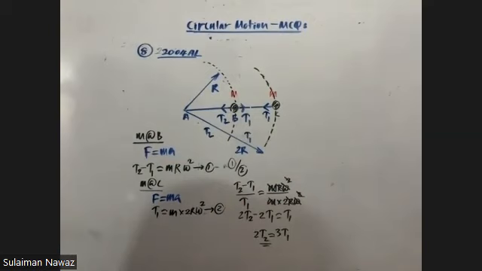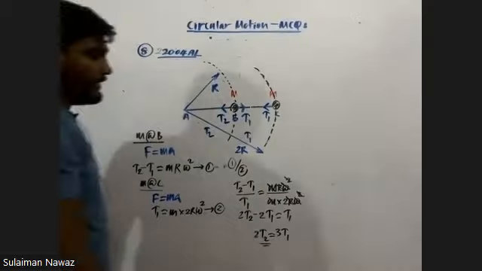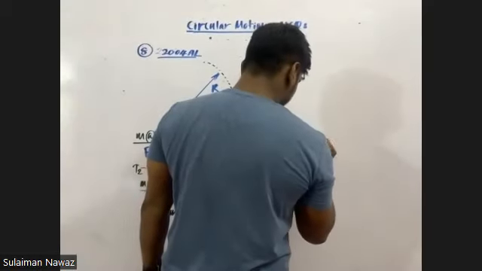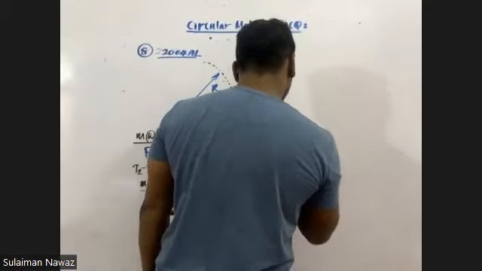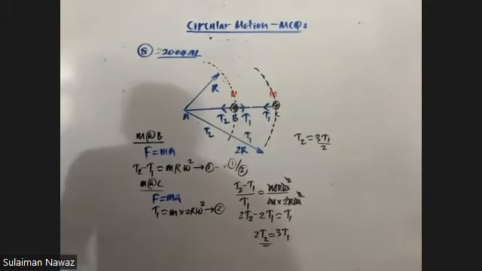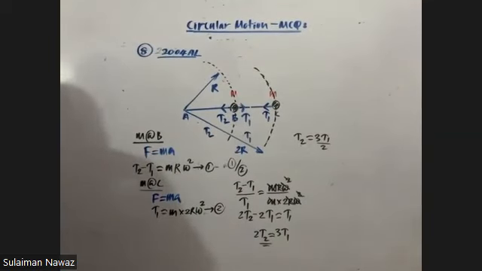If I make T2 the subject, T2 equals 3T1 over 2. Raise your hands if you understood. Right. That is also done.